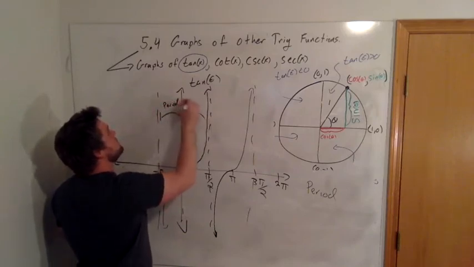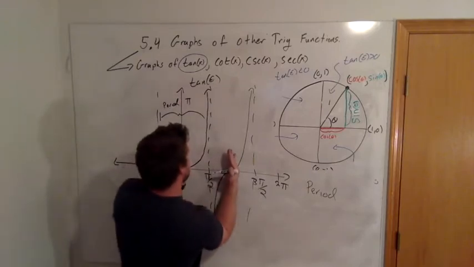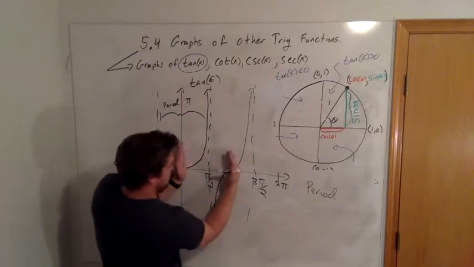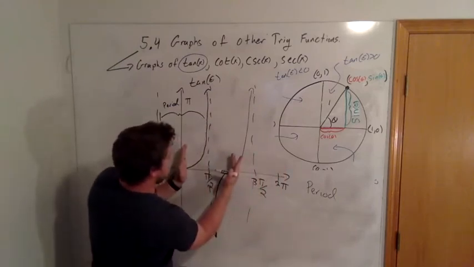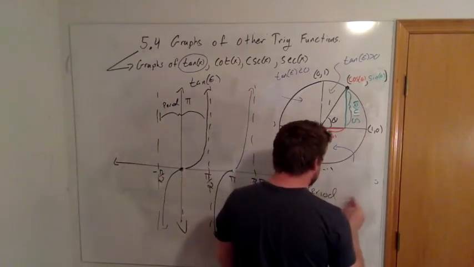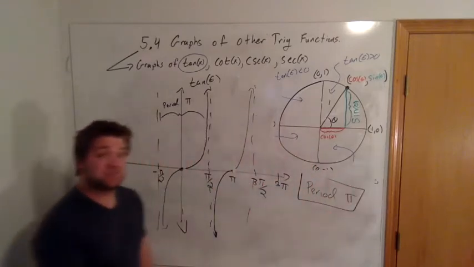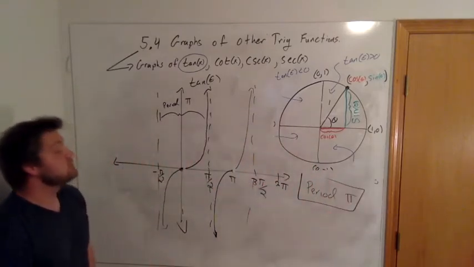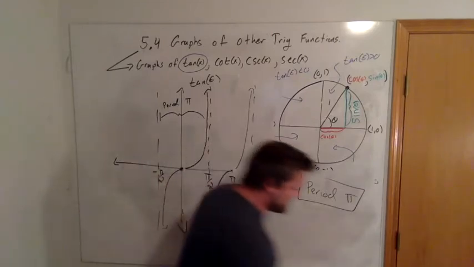The period is pi. Now you could measure from here to here, but if you also broke it off here, this would still be one period. It still repeats itself. So we should pay attention to this. The period of tangent is pi. The period of sine and cosine is 2 pi. The period of tangent is pi. And you can see that just by thinking along the unit circle.